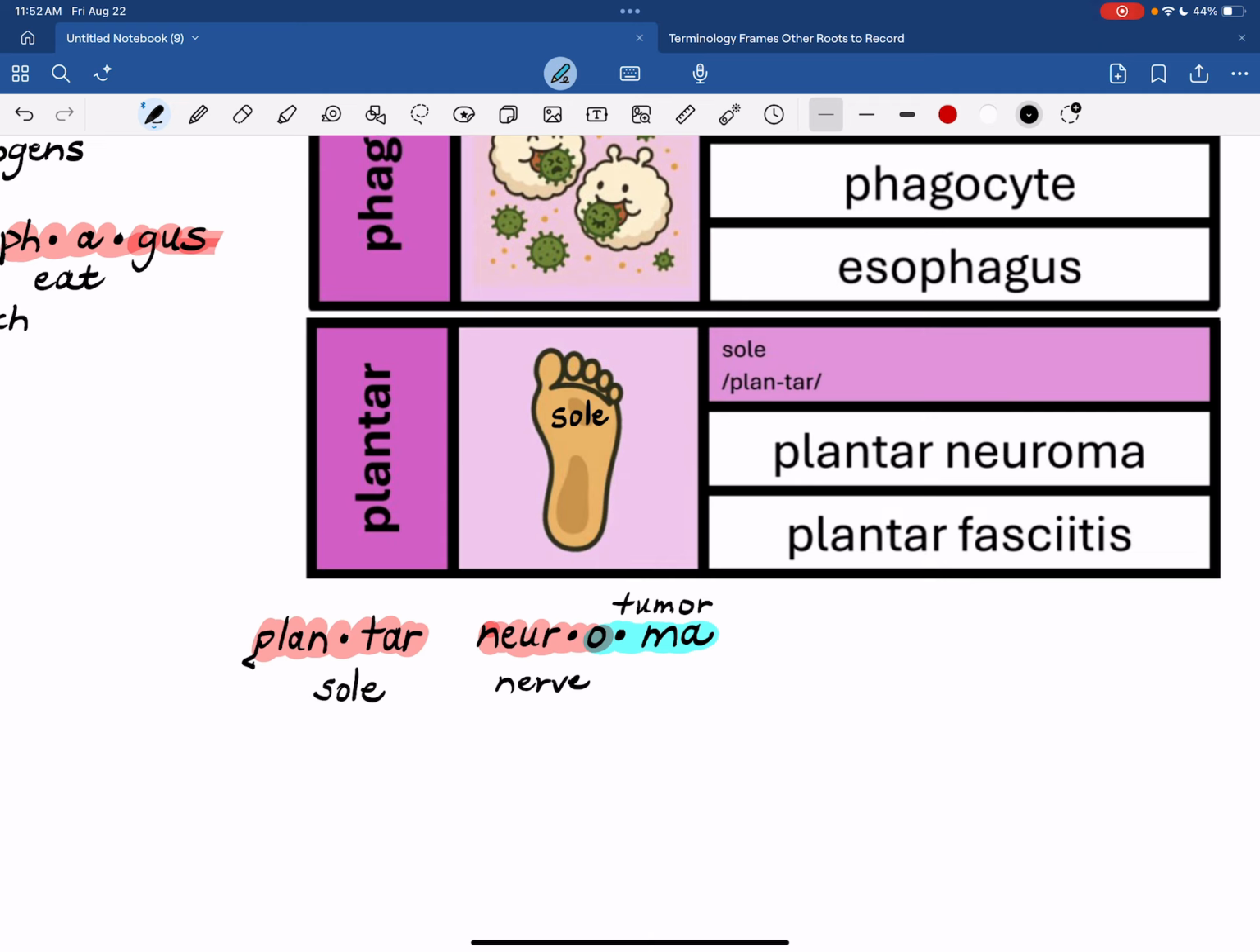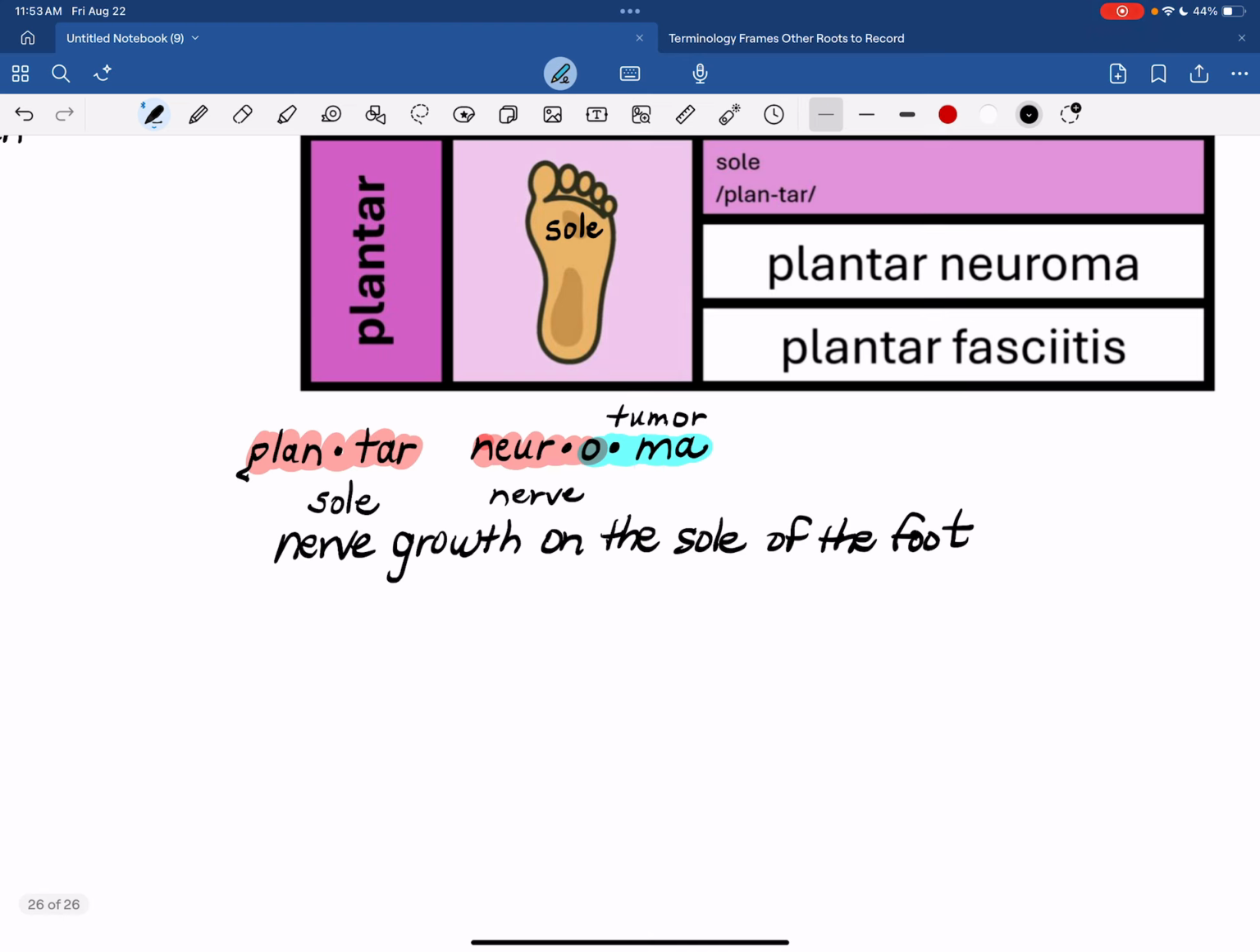So this is a nerve growth. So in a way it is a tumor. It's like a bundle of nerves. It is a nerve growth on the sole of the foot between the bones. I am not familiar with this one at all. I've heard the term and I can decipher the term because I know my terminology, but I do not know much about feet.